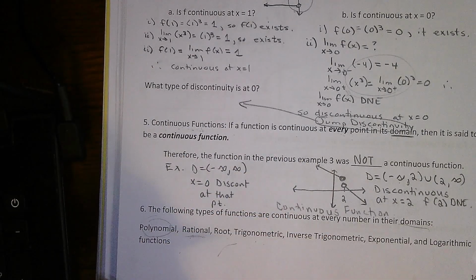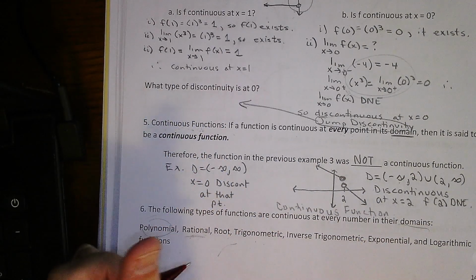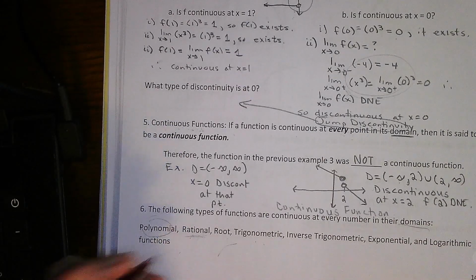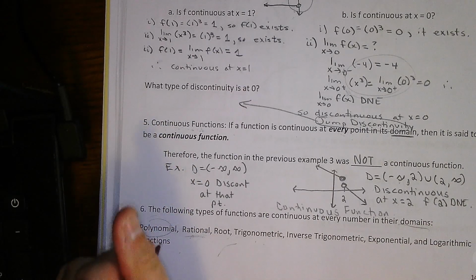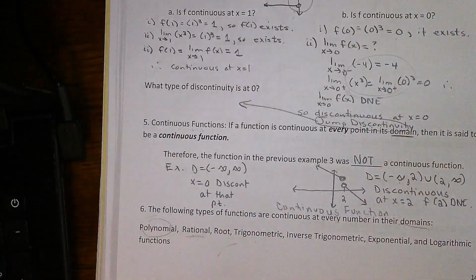Inverse trig functions are continuous. Exponential functions are continuous functions. Log functions are continuous. And this is important because when we're trying to prove something, we can just say, well, I know it's polynomial, so I know it's continuous, when you're defending an answer or something. So that's what's important about that.